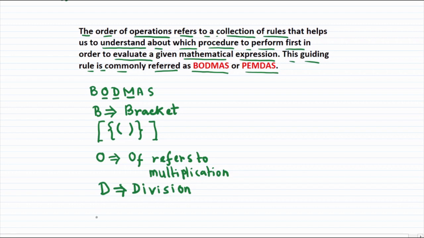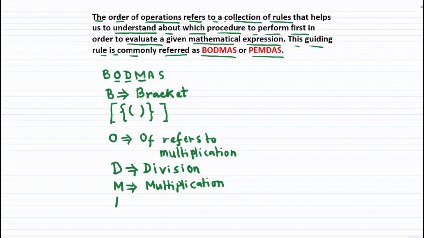Then it is M. M refers to multiplication. Next is A. A refers to addition. And the last one is S. S refers to subtraction.